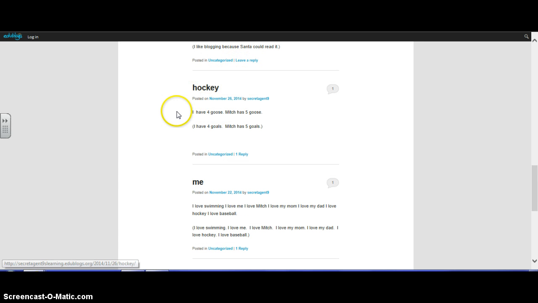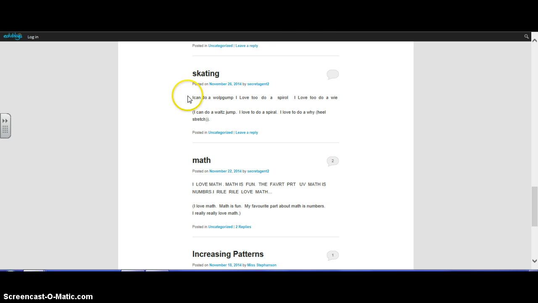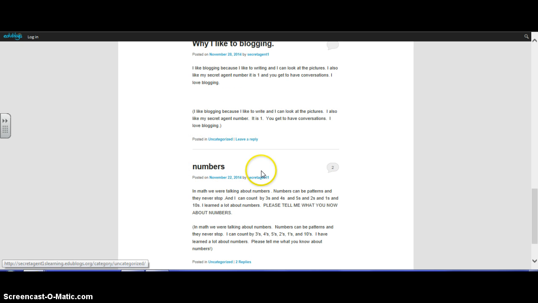This student here wrote about hockey and all about themselves. This student wrote about skating and about math. And this student also wrote about numbers.